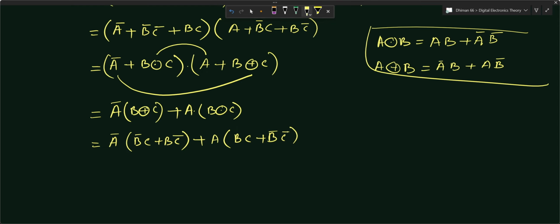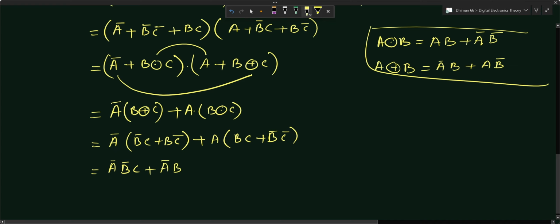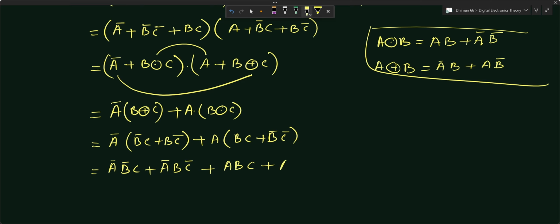Up to here you are clear. Now let us multiply A bar B bar C plus A bar B C bar plus A B C plus A B bar C bar.